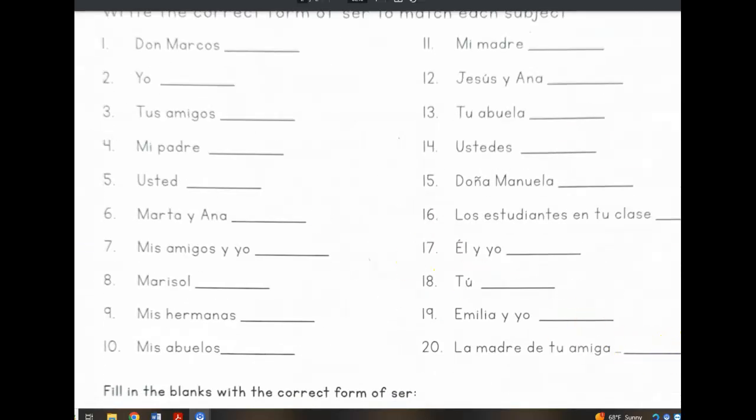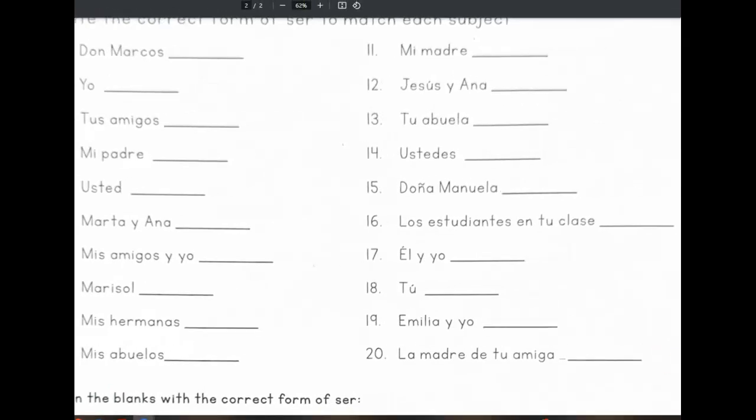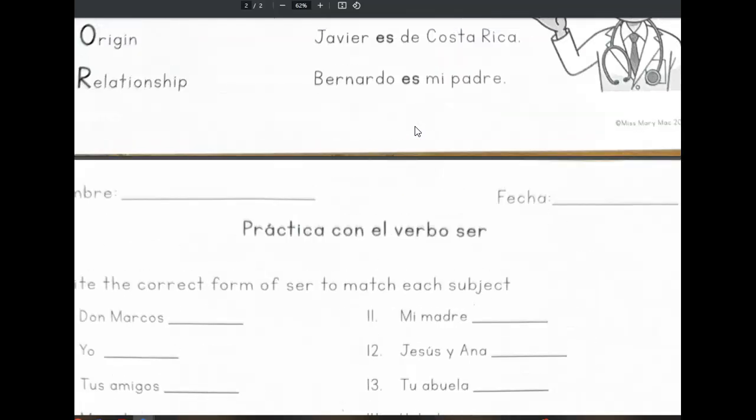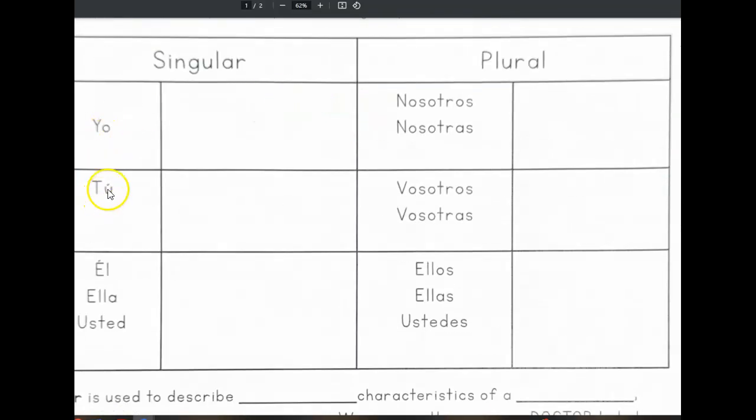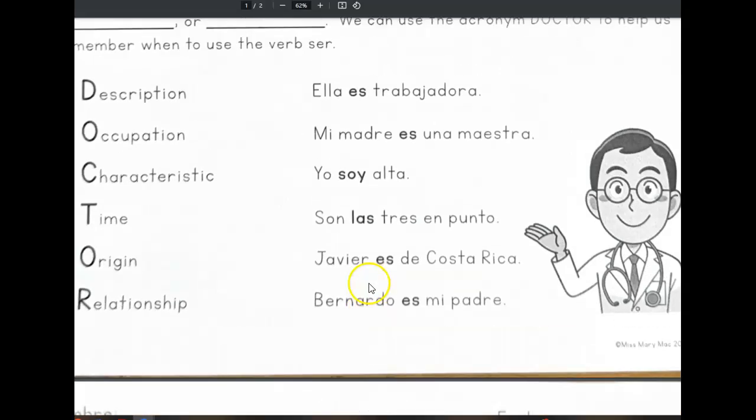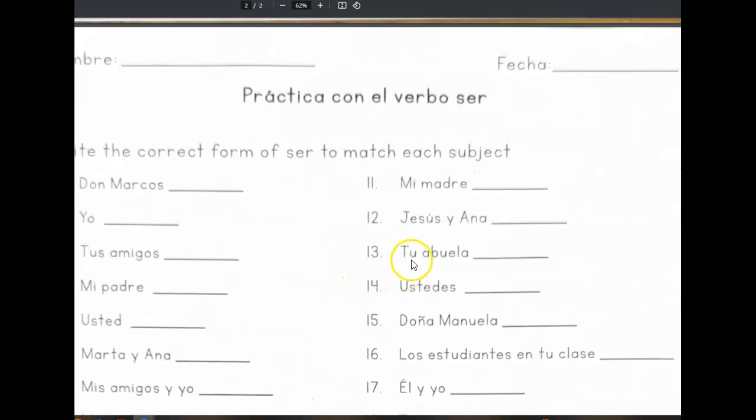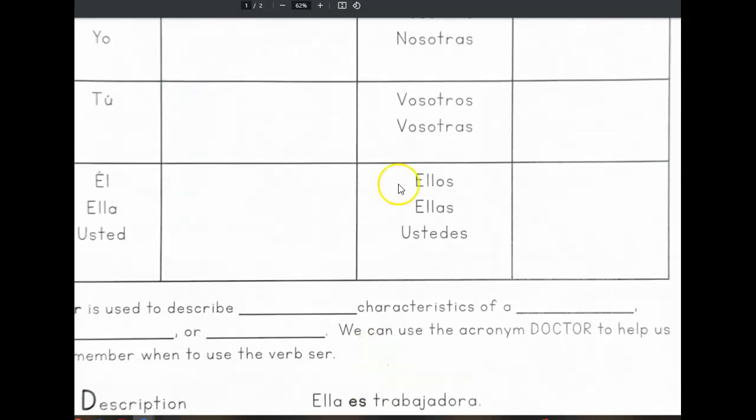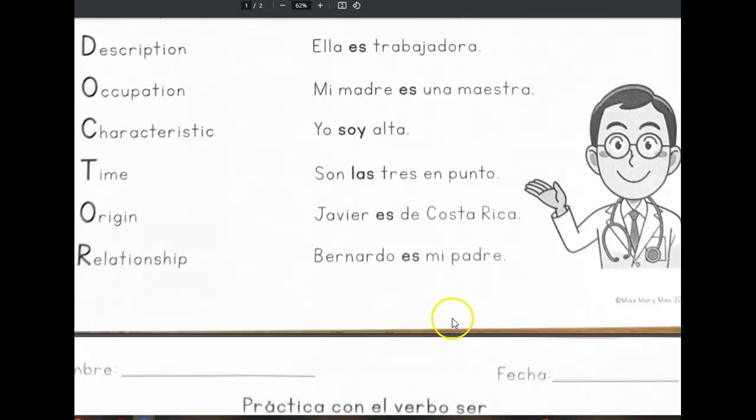Number 20 is the only tricky one in this group, I think. I think everything else is pretty straightforward. Again, don't mistake this tu for this tu. This tu with an accent as a subject means you. This tu without an accent means your. Always look at the word that comes after the noun. That'll be your subject. And that will influence what form of ser to use.